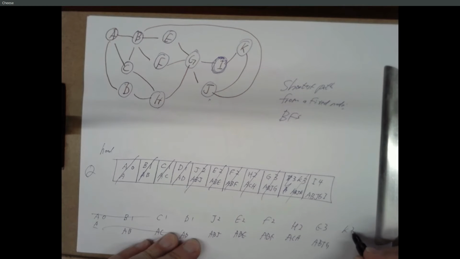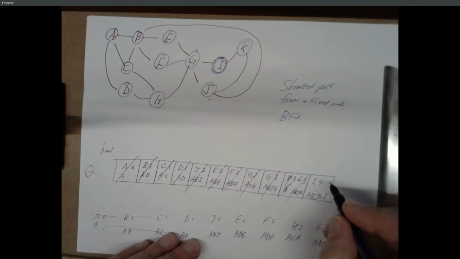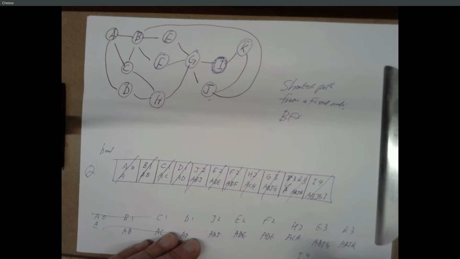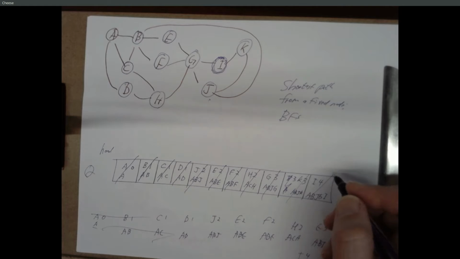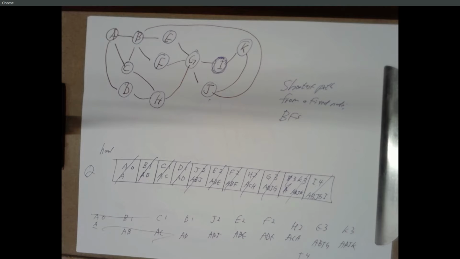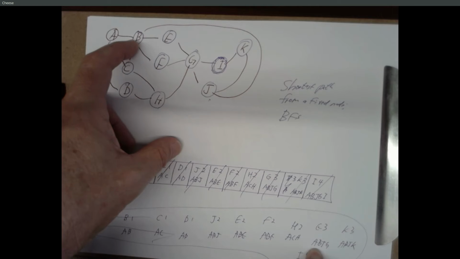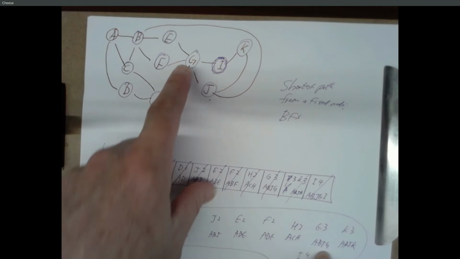And then remove K. And remove I. And then try to remove from the queue, and there's nothing left in the queue, and we're done. What we've been removing from the queue is the shortest distance and a path to get that shortest distance from A to each node. So shortest distance to G is 3, and one way to get there is go from A to B to J over to G.